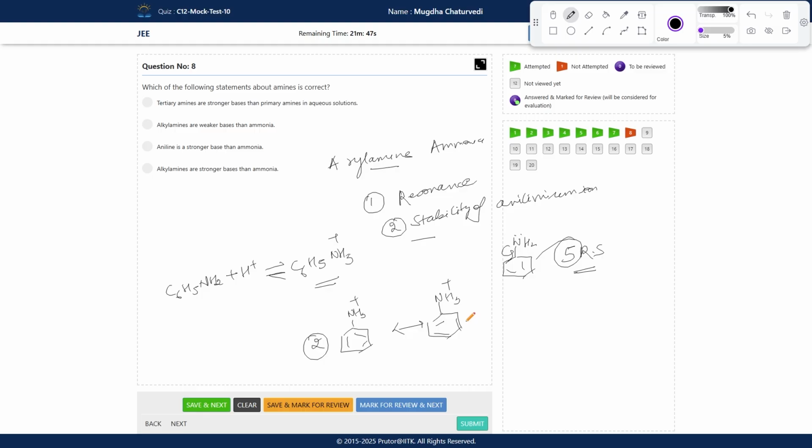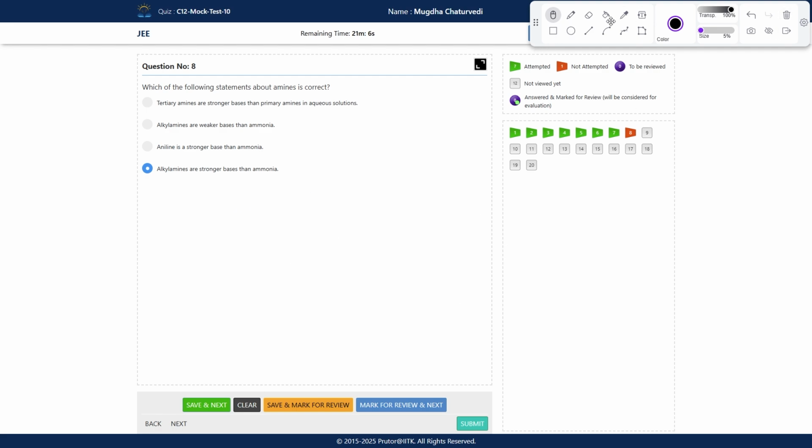The greater the number of resonating structures, the greater the stability. So aniline is more stable than the anilinium ion, because aniline has 5 resonating structures and the anilinium ion has 2. Therefore, ammonia is more basic than aryl amines. So aniline is a stronger base than ammonia, this is wrong. Aryl amines are weaker bases than ammonia, this is also wrong. The correct one is alkyl amines are stronger bases than ammonia. So the correct answer is D1, that alkyl amines are stronger bases. Now let's move on to the next question.